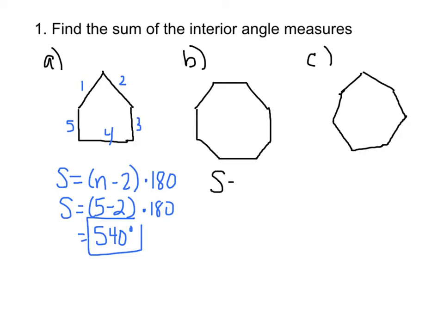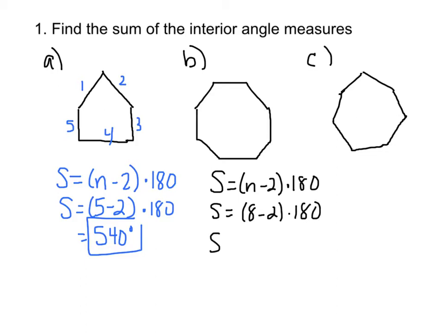Example B. How many sides does this shape have? 1, 2, 3, 4, 5, 6, 7, 8. It's an octagon. So we plug in 8. We subtract 2 times 180. So 8 minus 2 is 6. 6 times 180 is 1,080 degrees.